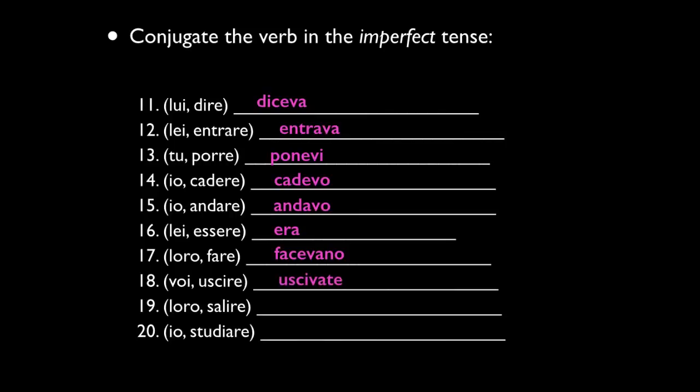18, voi uscire, uscivate. 19, loro salire, that's salivano. And 20, io studiare, that's studiavo. Okay, that's how you form the imperfect tense in Italian.